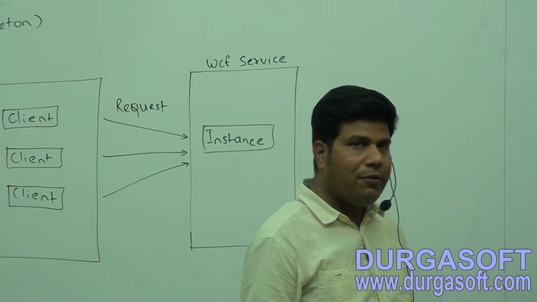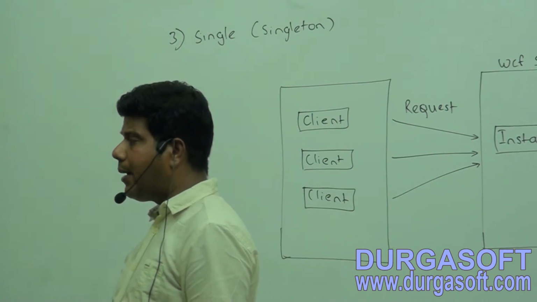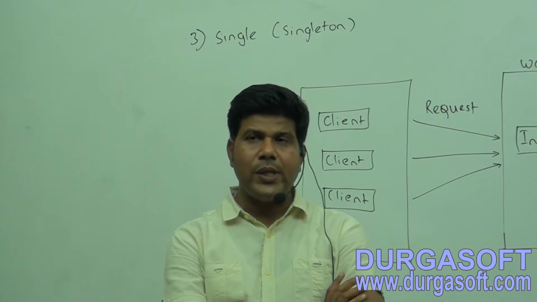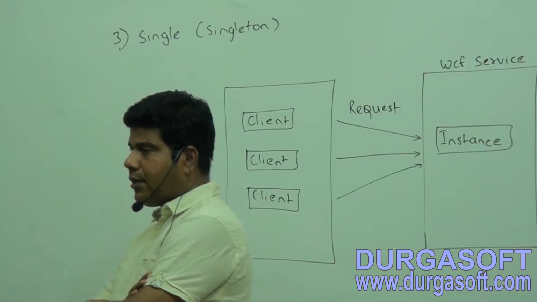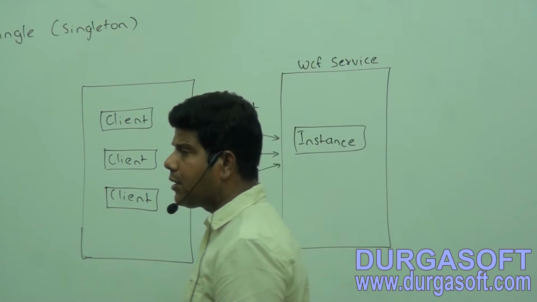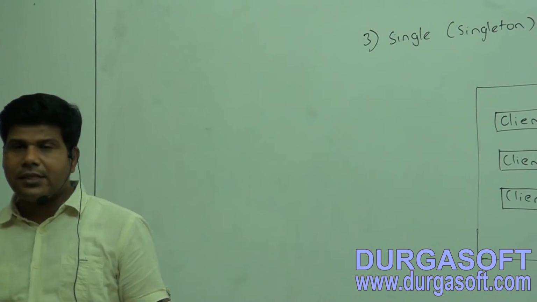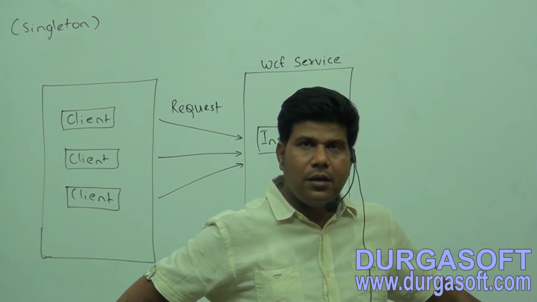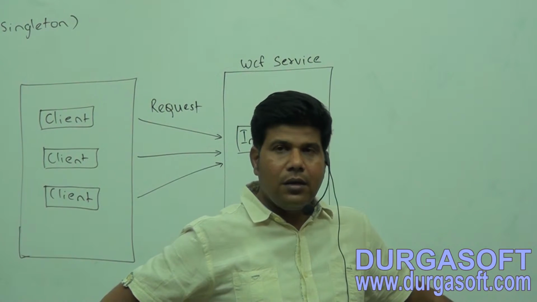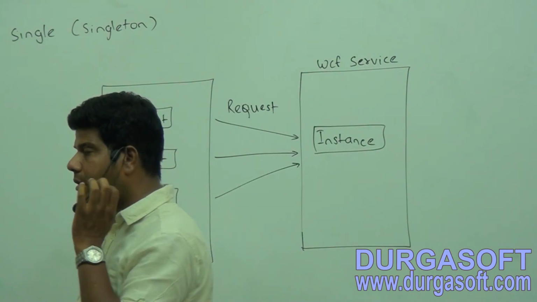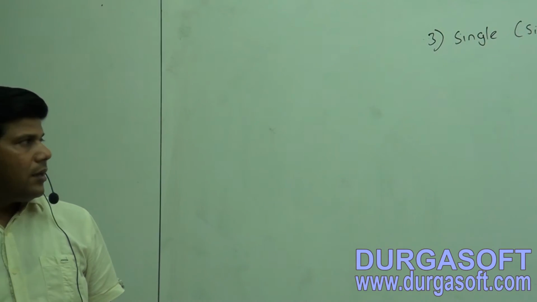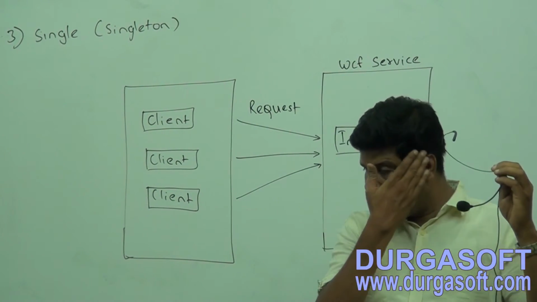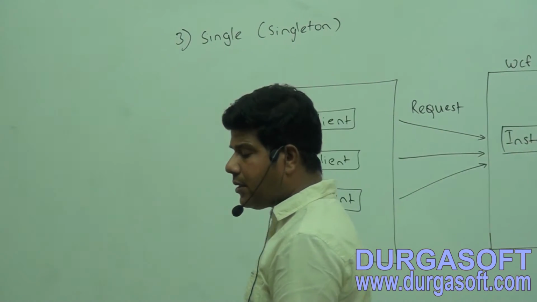When multiple clients are communicating with one WCF service, when the first client sends the first request to the service, the instance will be created. Then that instance will be used by the next requests and responses from the same client and other clients accessing the service.